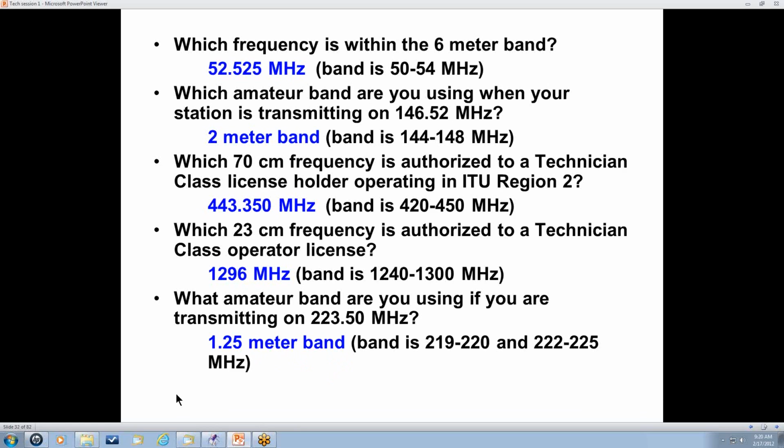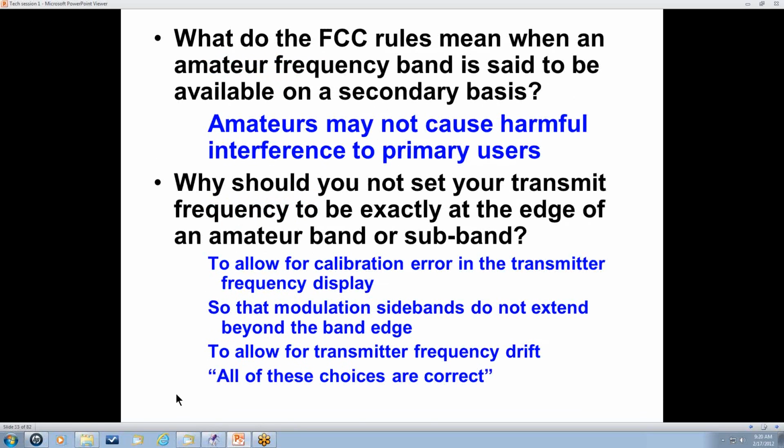Okay, what do the FCC rules mean when an amateur frequency band is said to be available on a secondary basis? It means that there's another user who has a primary availability for it, and amateurs may not cause harmful interference to primary users. And we have a few bands where we are secondary users.